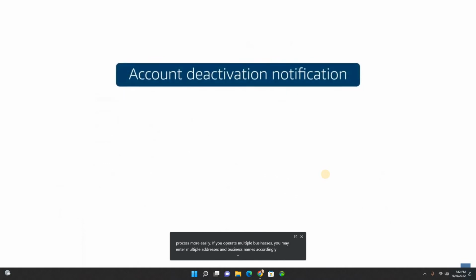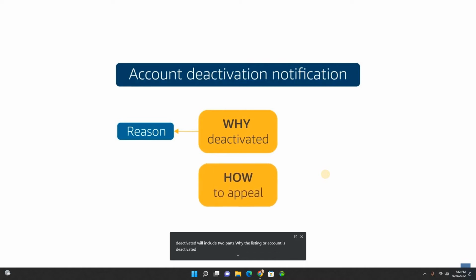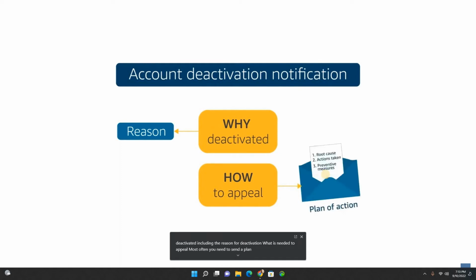The notification informing you that your listing or account has been deactivated will include two parts: why the listing or account is deactivated, including the reason for deactivation, and what is needed to appeal. Most often, you need to send a plan of action that explains the root cause, the actions you've taken to resolve the issue, and what you've done to ensure this issue won't happen in the future.